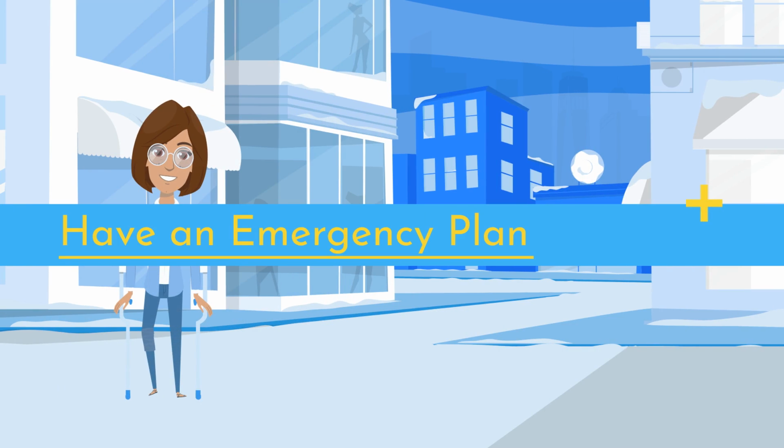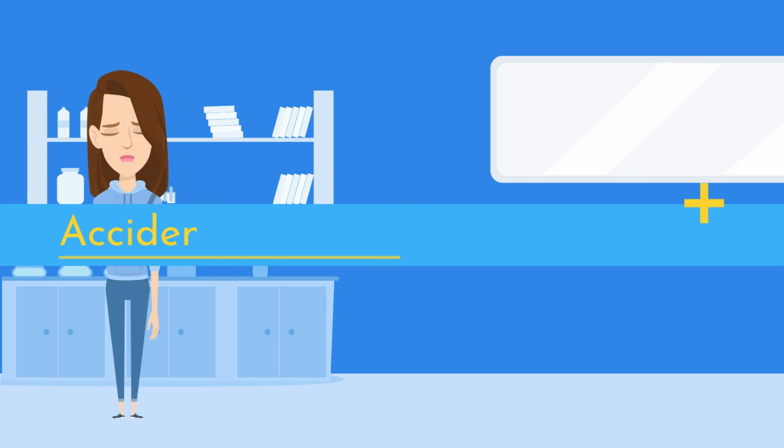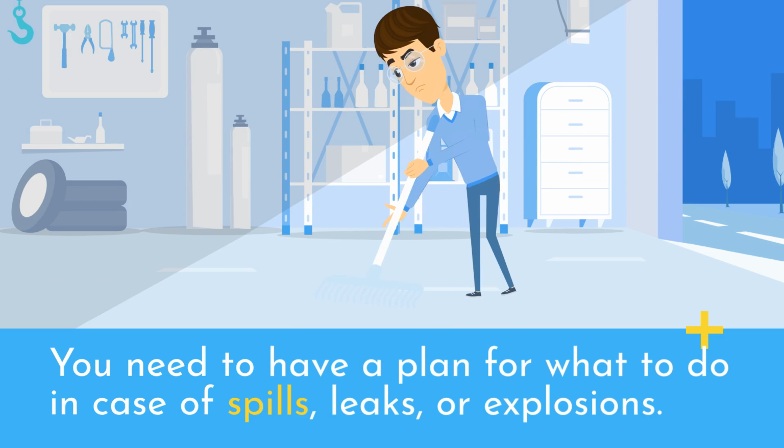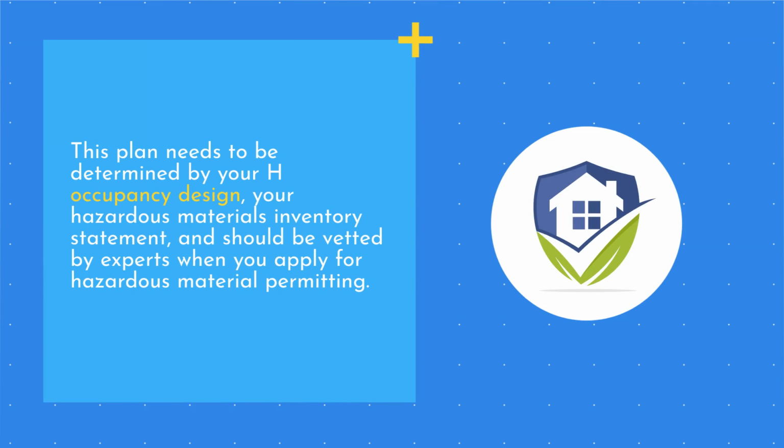Have an emergency plan. Accidents happen. You need to have a plan for what to do in case of spills, leaks, or explosions. This plan needs to be determined by your H Occupancy Design, your hazardous materials inventory statement, and should be vetted by experts when you apply for hazardous material permitting.